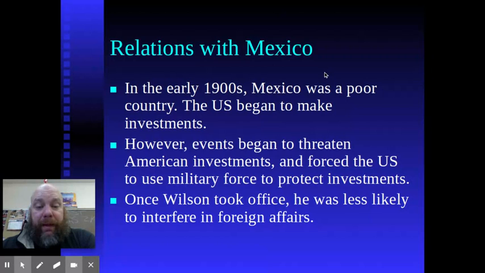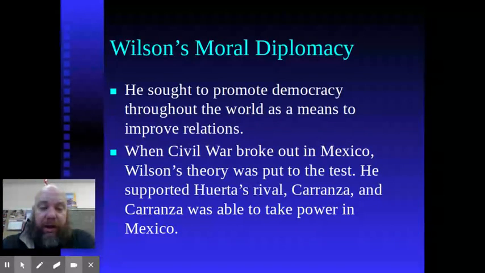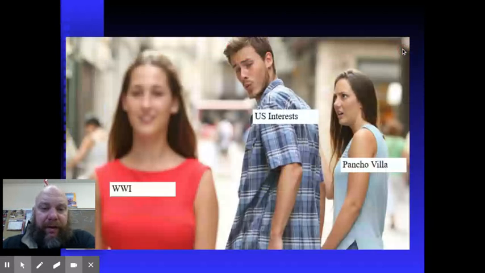But there's a civil war brewing in Mexico, and we use military force to protect our investments. Once Woodrow Wilson takes office, he believed in something called dollar diplomacy, which is that we should use our money instead of our bullets to get our way overseas. And so he used our money to support Carranza, who was the rival of Huerta, which you probably read about yesterday, in the Mexican Civil War. It didn't really work out.